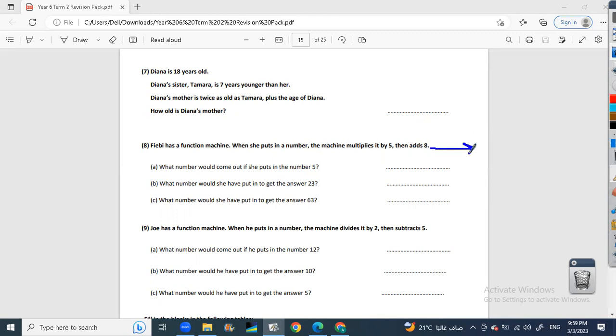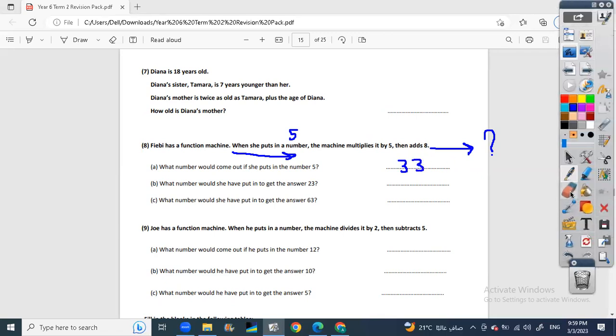Okay, so I have here the machine. What number would come out of the machine if Phoebe puts in number 5? So, Mr., I'm going to move normally. That's the normal direction, Mr. So she puts in 5. The machine will multiply by 5, which is 25. Then it adds 8, which is going to be 33. Good. That was very easy.